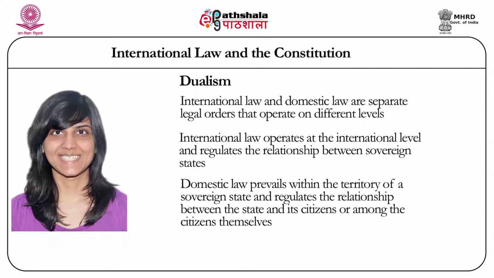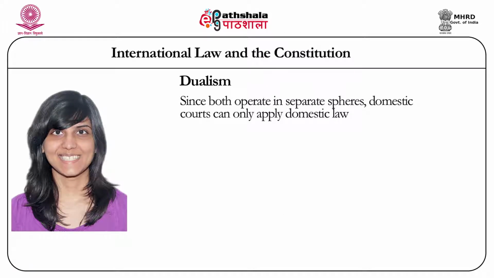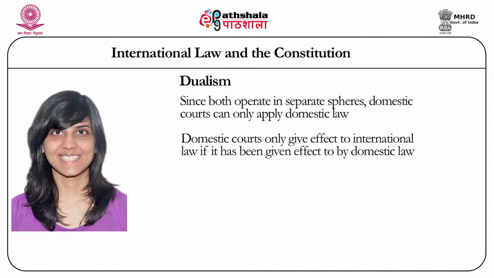It is the law that is applied by domestic courts when approached by either the state or citizens in relation to a legal dispute. Since dualists consider international law and domestic law to operate in different spheres, domestic courts can only apply domestic or national law. This means that national courts will only give effect to international law if it has been given effect to by domestic law. What effect does this way of thinking about the relationship between international and domestic law have on a state's international obligations? In order for international law to be made a part of domestic law, a domestic legislative or executive or judicial act is required.